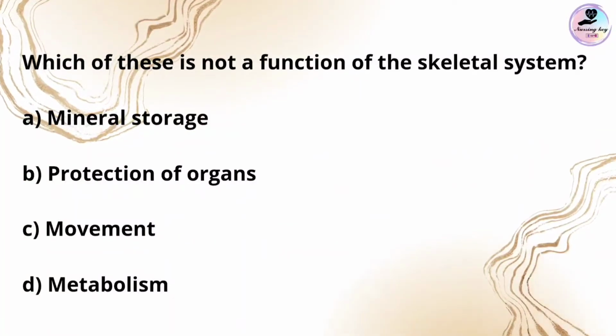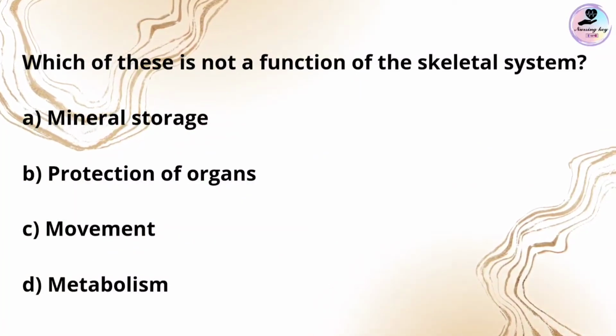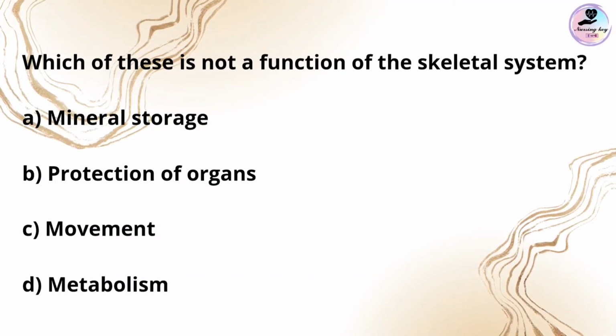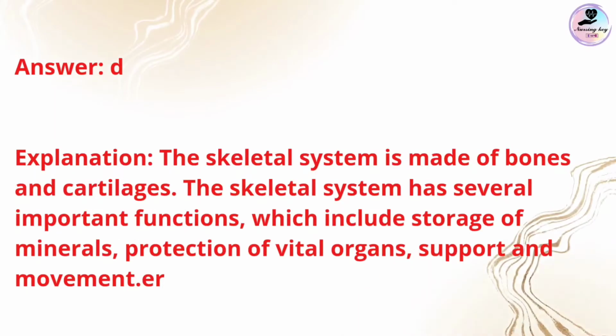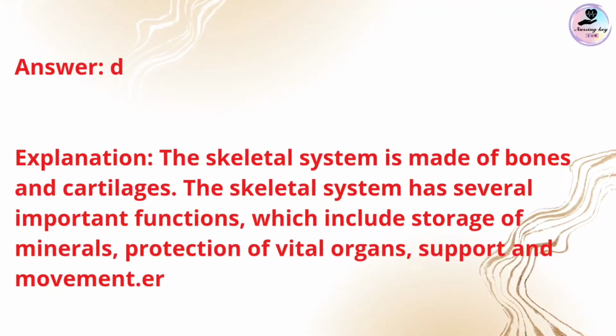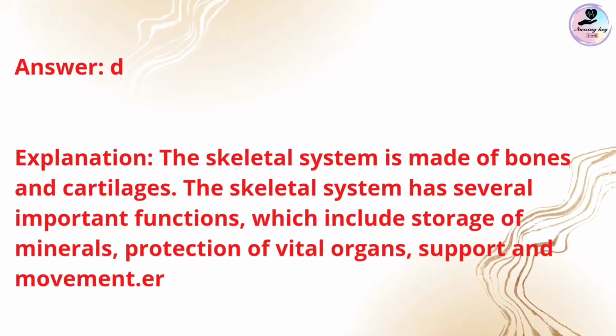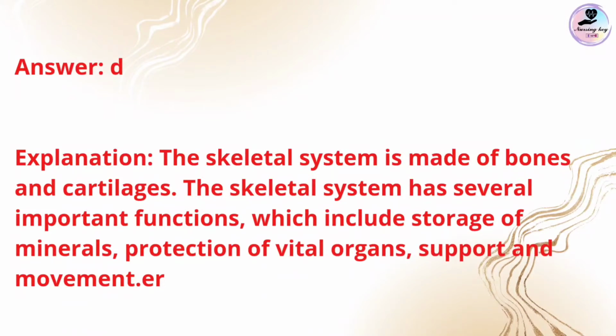Next question is, which of these is not a function of the skeletal system? A. Mineral storage, B. protection of organs, C. movement, D. metabolism. So correct option is D. metabolism. The skeletal system is made of bones and cartilages. The skeletal system has several important functions, which include storage of mineral, protection of vital organs, and movements. So these are the functions of the skeletal system, but metabolism is not a function of the skeletal system. So correct option is D.